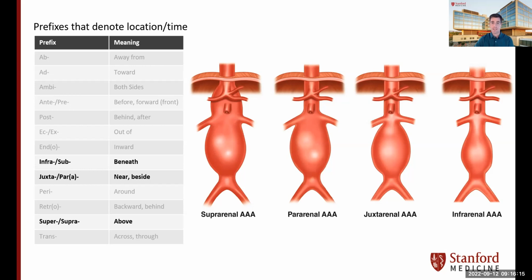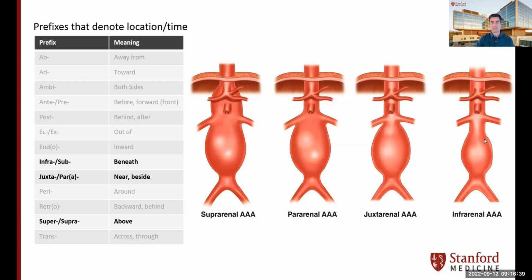Because often we place stents, and what we don't want is a stent to cover up the renal artery. So this is how we describe our intra-abdominal aortic aneurysm. A suprarenal AAA happens above the renal arteries. A pararenal is right at the renal arteries. A juxtarenal is right next to it, very close to it. And then an infrarenal is below it.